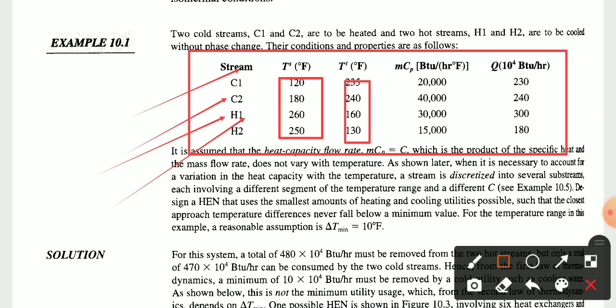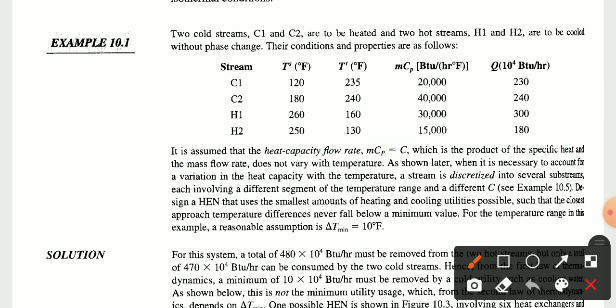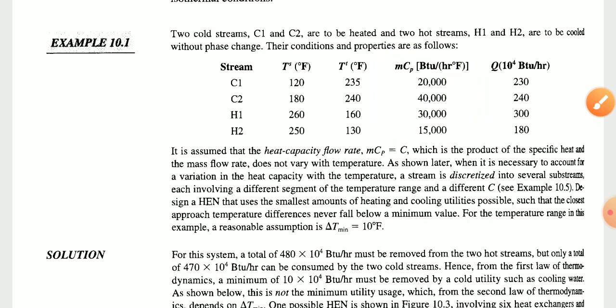MCP, that is mass flow rate times CP specific heat, is 20,000, 40,000, 30,000 and 50,000, and Q, the rate of heat transfer, in 10 to the 4 BTU per hour, is 230, 240, 300 and 180.